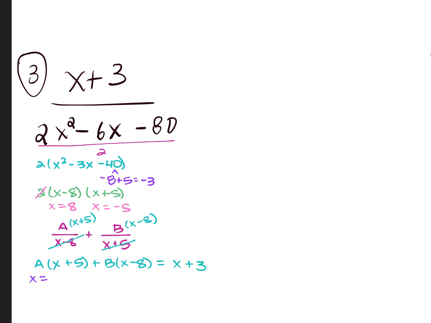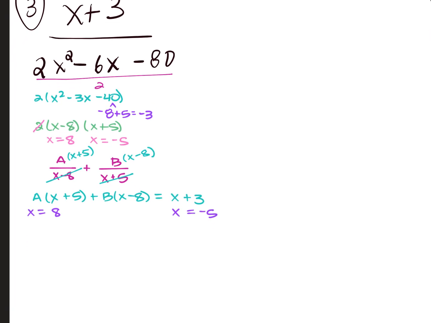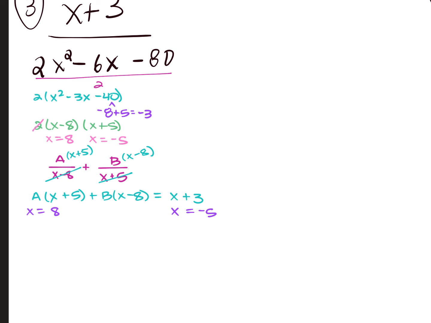We said that x is equal to 8 and x is equal to negative 5. If we first use x is equal to 8, that's going to give us a times 8 plus 5 plus b times 8 minus 8 is equal to 8 plus 3. Hold on, we're using 8, not the 5. Your 8 plus 5 is 13, so that's 13a. 8 minus 8 is 0, so that cancels out. And 8 plus 3 is 11.